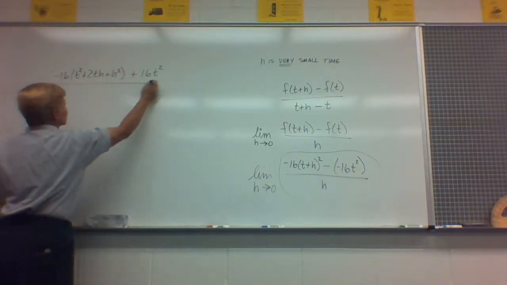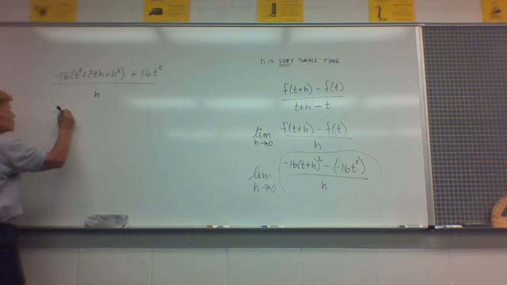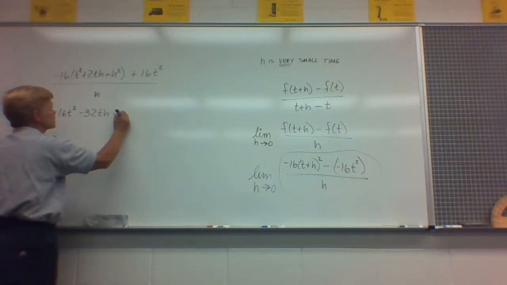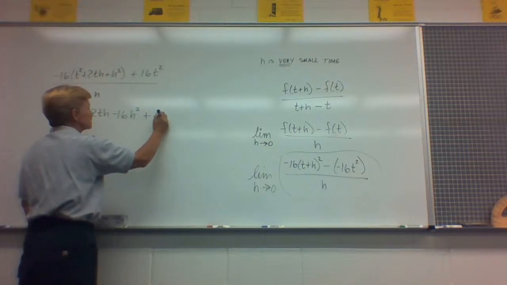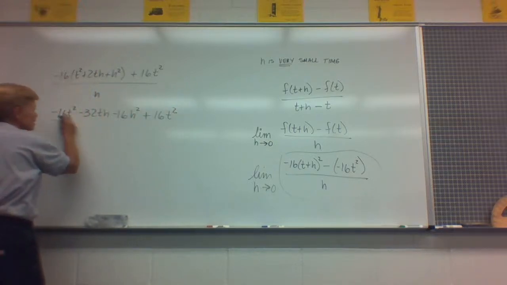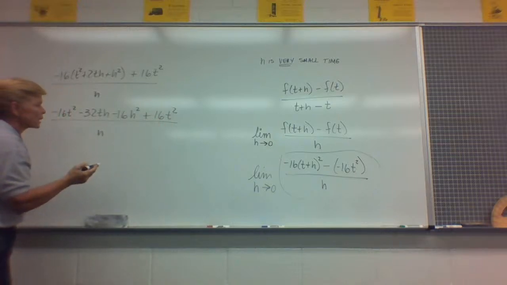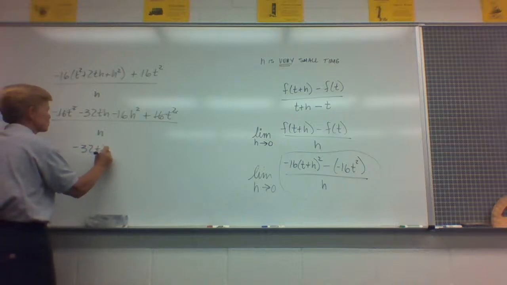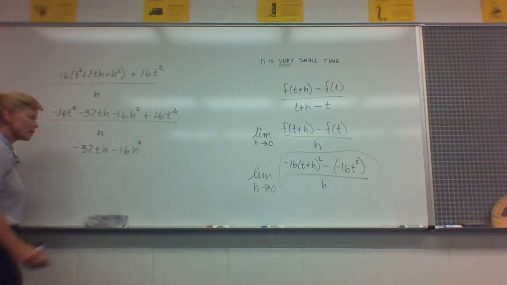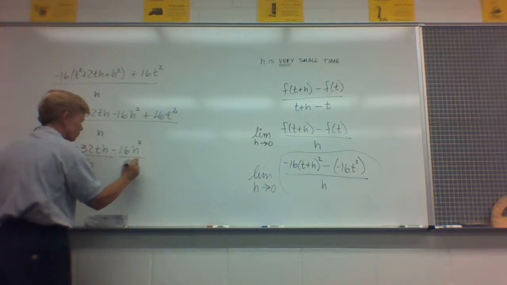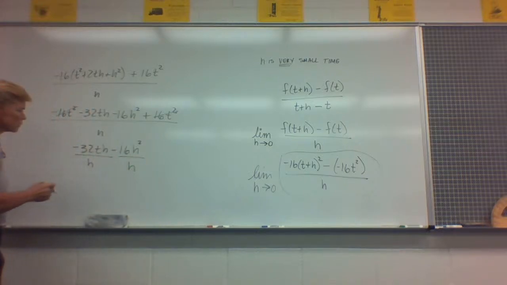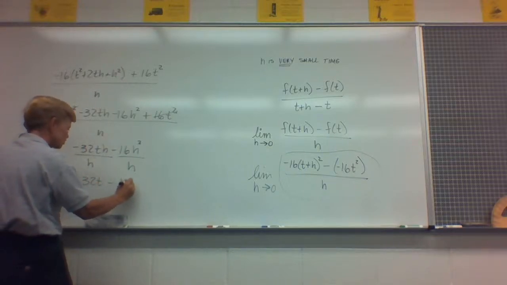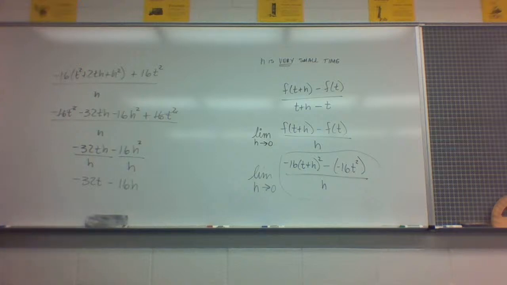Okay. All over h. Continuing, we get negative 16t squared minus 32th plus or minus 16h squared plus 16t squared. That's just distributing the 16. That's all I did. And then we start to combine like terms, and you see that these add out. And what I have left is negative 32th minus 16h squared. And if you'll remember, you can use that h under both separately because it's a monomial. Knock the h out of each, and we have negative 32t minus 16h. You understand the algebra?